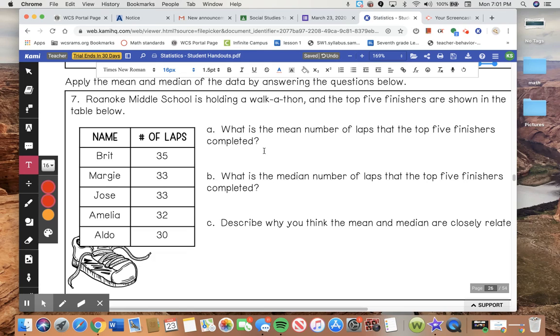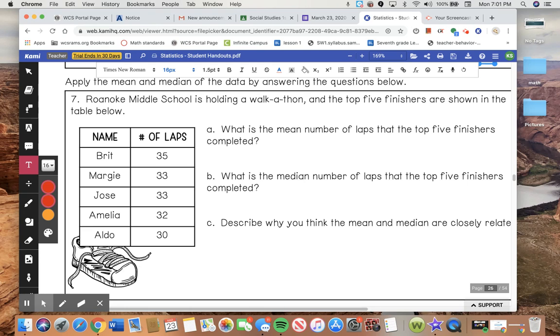All right, so the next question, we're applying the mean and median of the data by answering the questions below. So Roanoke Middle School is holding a walkathon, and the top 5 finishers are shown in the table below. So we have the names of the people that were in the top 5 finishers: Britt, Margie, Jose, Amelia, and Aldo. Our next column gives us the number of laps they completed. So the first question is asking, what is the mean number of laps that the top 5 finishers completed?